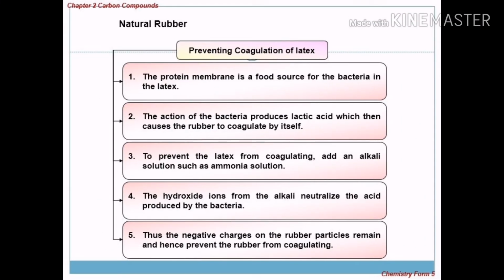The protein membrane is a food source for the bacteria in the latex, and the bacteria produce lactic acid, which then causes the rubber to coagulate by itself. To prevent the coagulation of latex, an alkali such as ammonia solution is added.